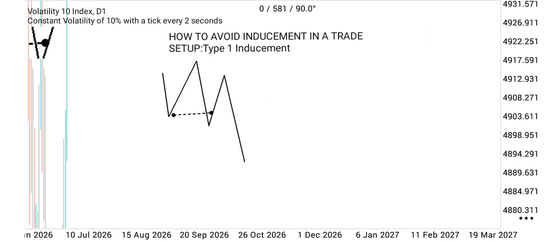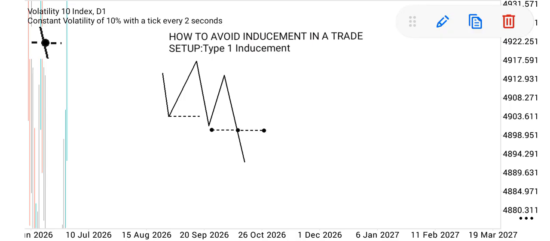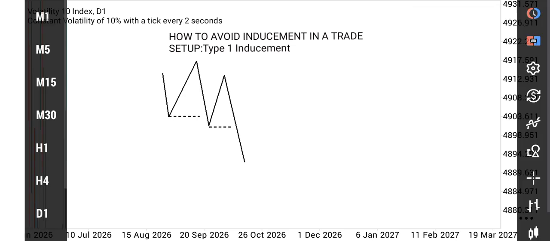So inducements are real. They are a very real concept in the market. You will experience them much more than even liquidity. If you backtest well, you see them appear more often than even liquidity itself. So now it looks like the market is up, giving us an uptrend, a downtrend structure.